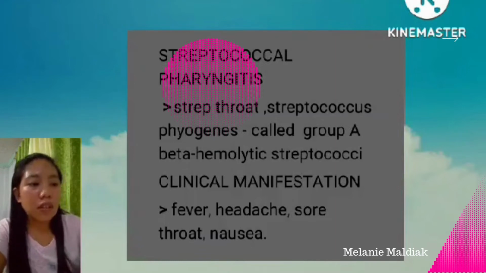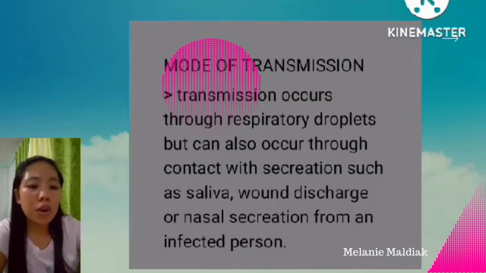Streptococcal pharyngitis is strep throat. It is caused by Streptococcus pyogenes, called group A beta hemolytic streptococci. Clinical manifestation is fever, headache, sore throat, abdominal pain, and nausea. Mode of transmission is commonly spread through direct person-to-person transmission. Transmission occurs through respiratory droplets but can also occur through contact with secretions such as saliva, wound discharge, or nasal secretion from an infected person.